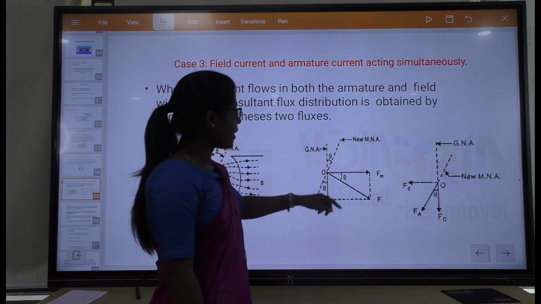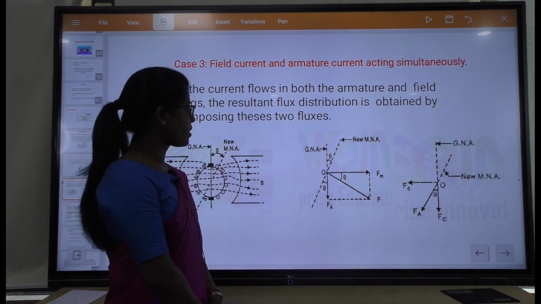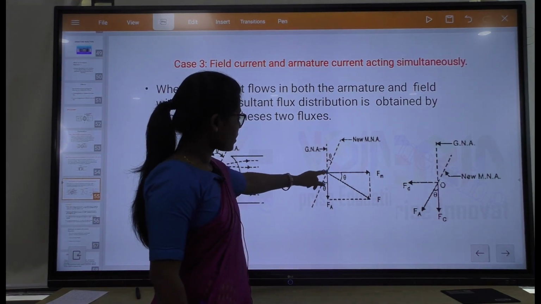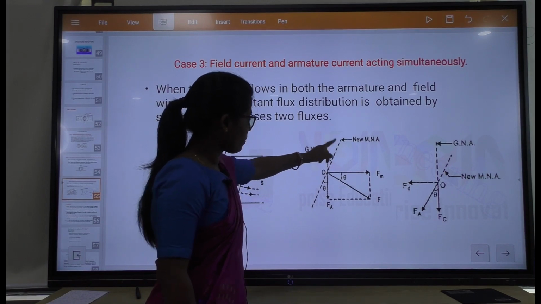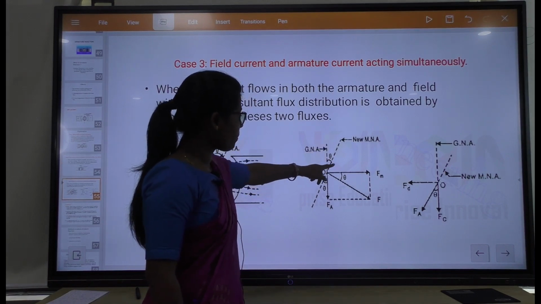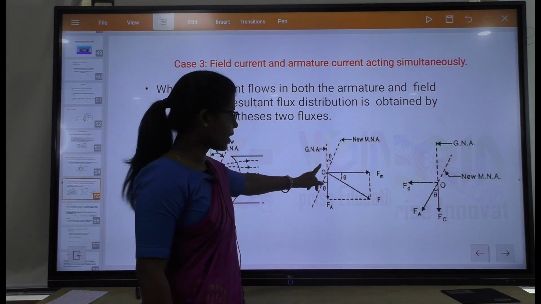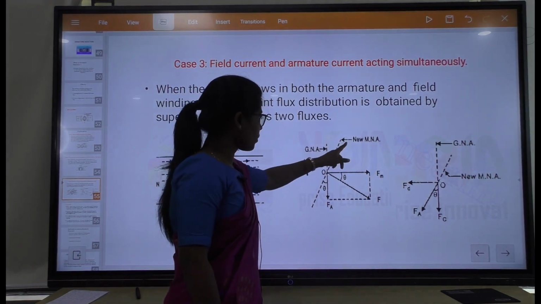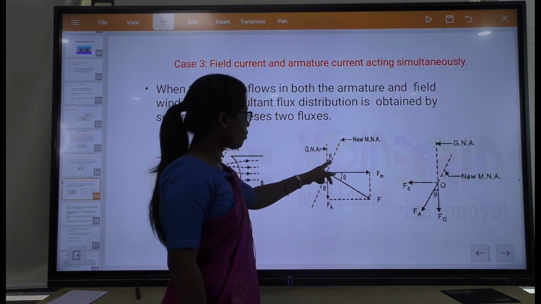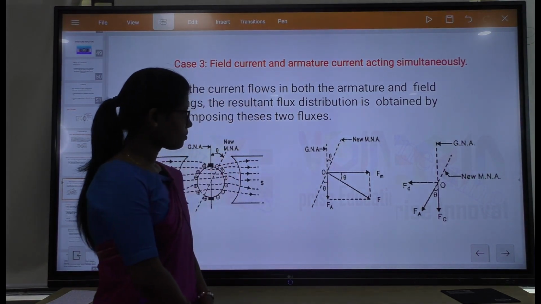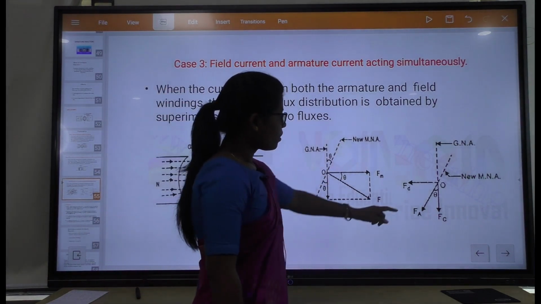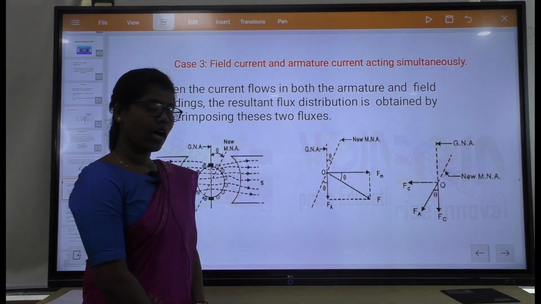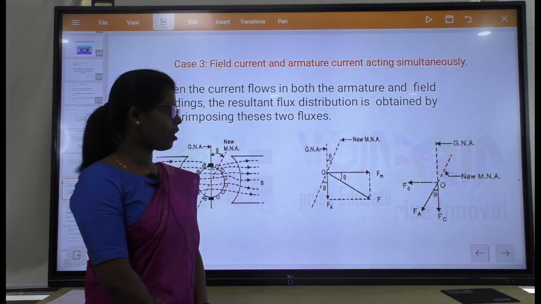And we know MNA is always perpendicular to the resultant MMF. So, MNA is shifted through an angle theta. So, our new MNA is this one. This MNA will shift through an angle theta. In order to get sparkless commutation, our brush should lie along the MNA.